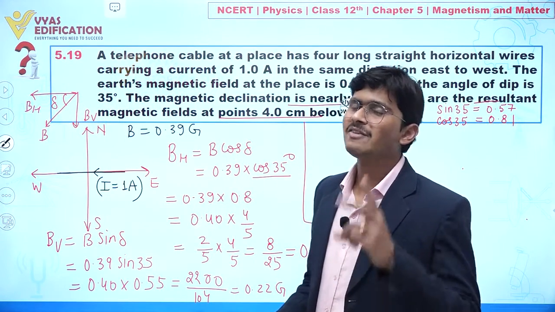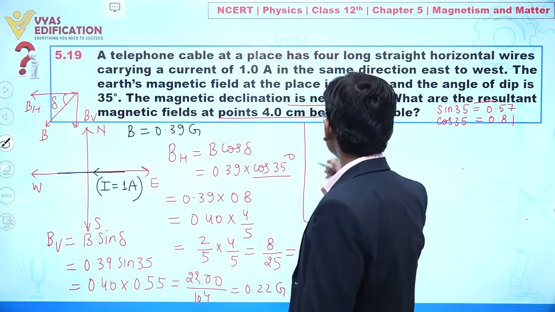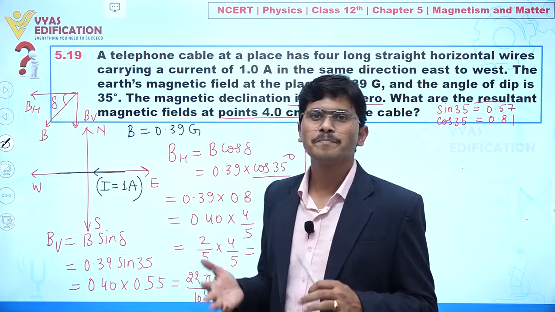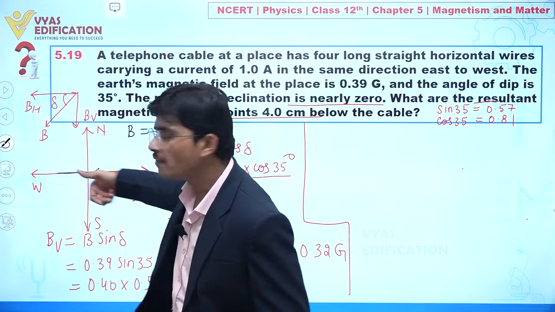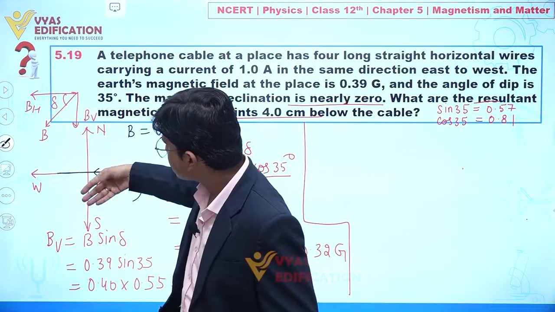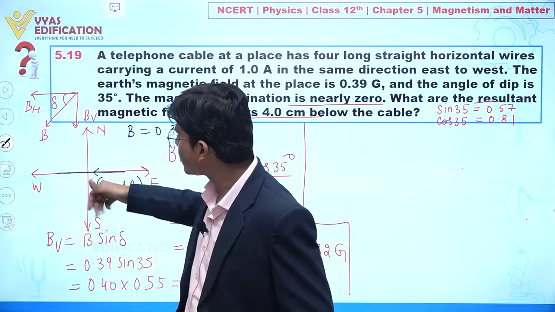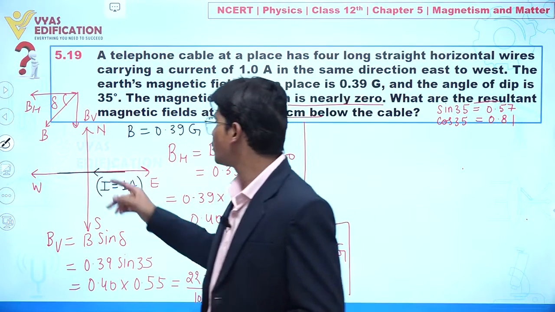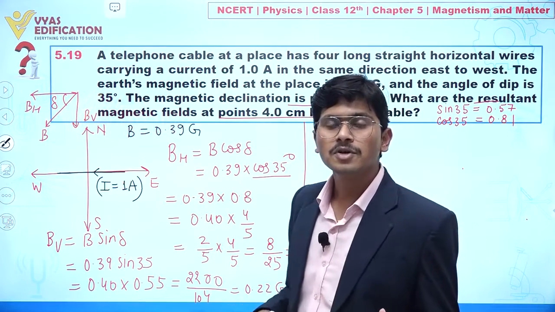But importantly, here we have 4 wires and current is flowing in the same direction. So first we will find the direction of the magnetic field due to this wire. The thumb indicates the direction of current. Clear? This palm is representing that point. And now if you curl your fingers, the perpendicular outward direction is the direction of the magnetic field due to these 4 wires. Clear? But what about earth's magnetism?